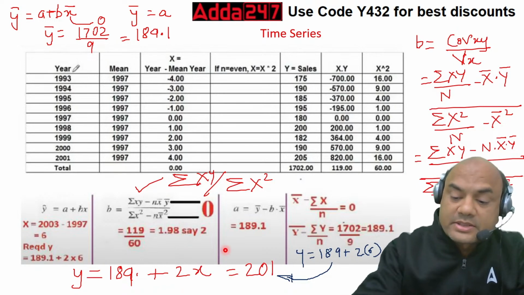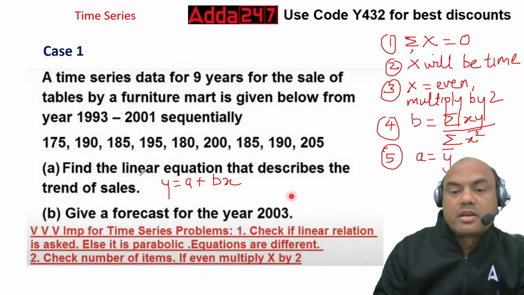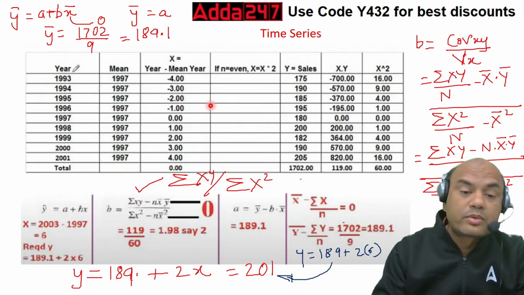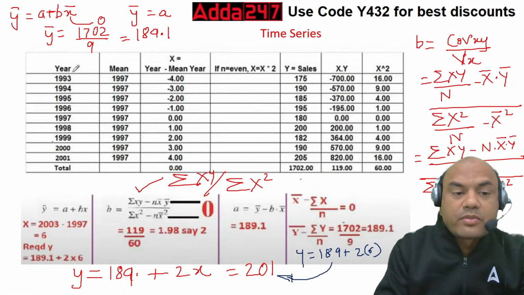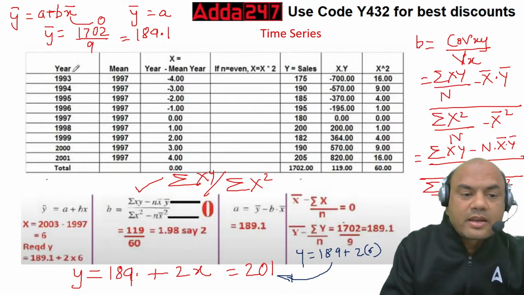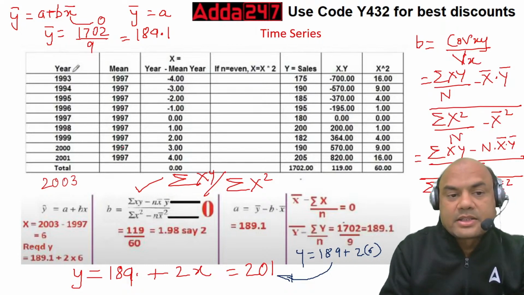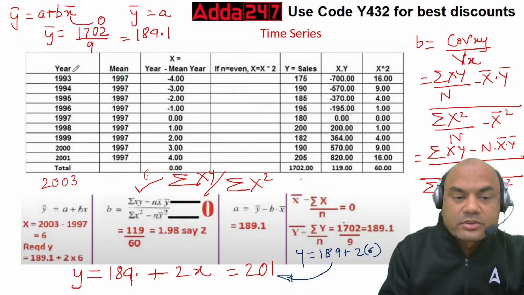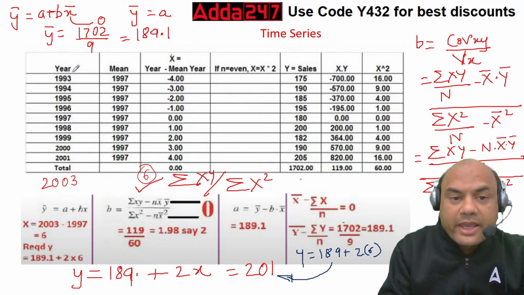Now what is asked next? Next is asked, find a forecast for 2003. Now 2003, how to do that? Write 2003 over here first. Let me show you. Follow the same method which you did for all the years. 2003, write it over here. Now subtract it from the average. So what is this? 2003 minus 1997. So it is 6. Write 6 over here. Now this your x becomes 6.